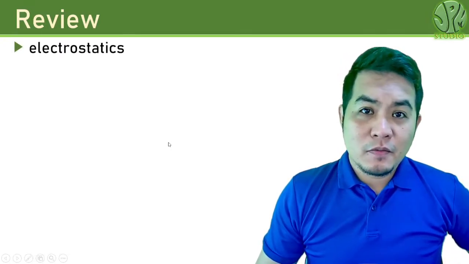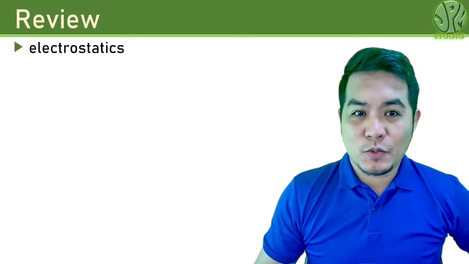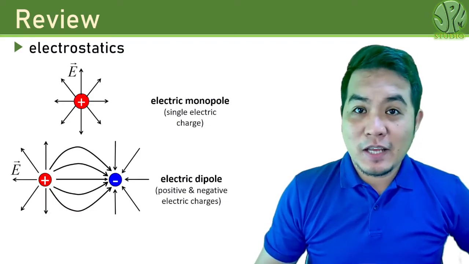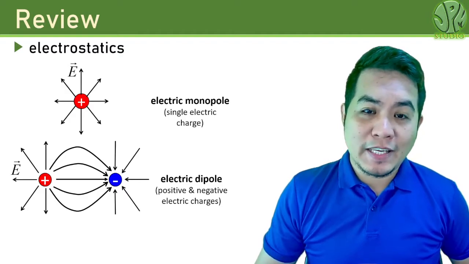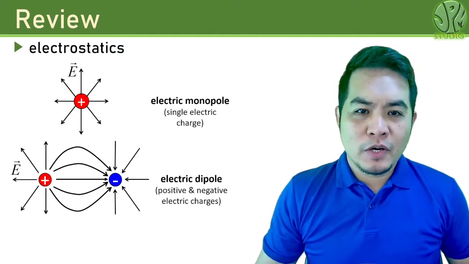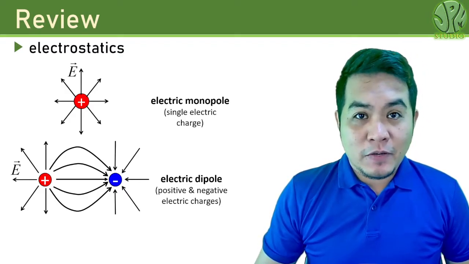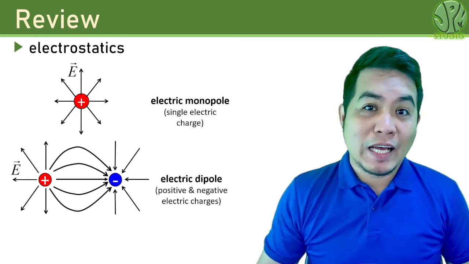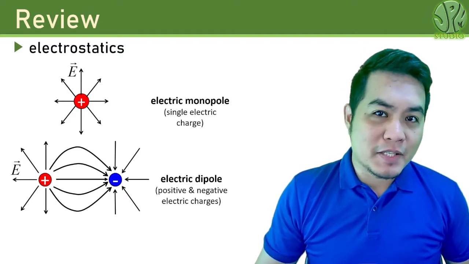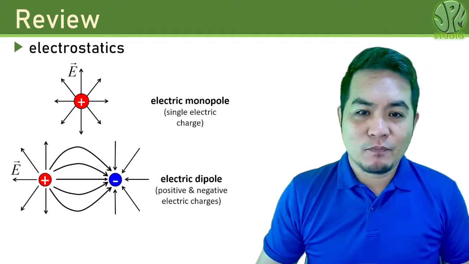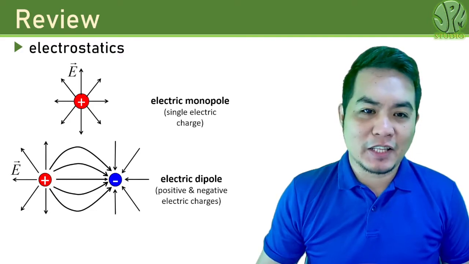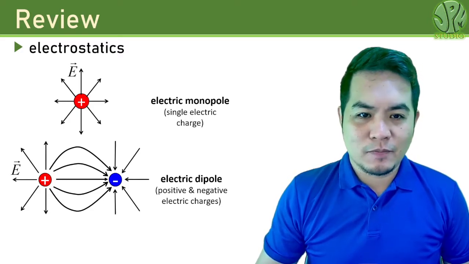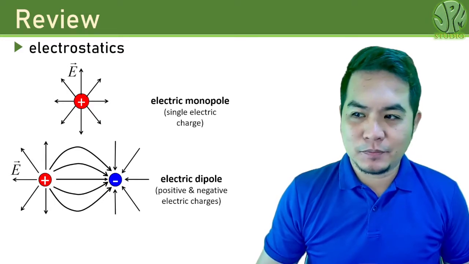In the chapter on electrostatics, we discussed a single electric charge, which we may call an electric monopole, wherein the electric field, for instance, of a positive charge is radially outward. And if you have what we call a dipole, a pair of positive and negative electric charges, an electric dipole, their field pattern will look like this. So this is what we call an electric dipole.